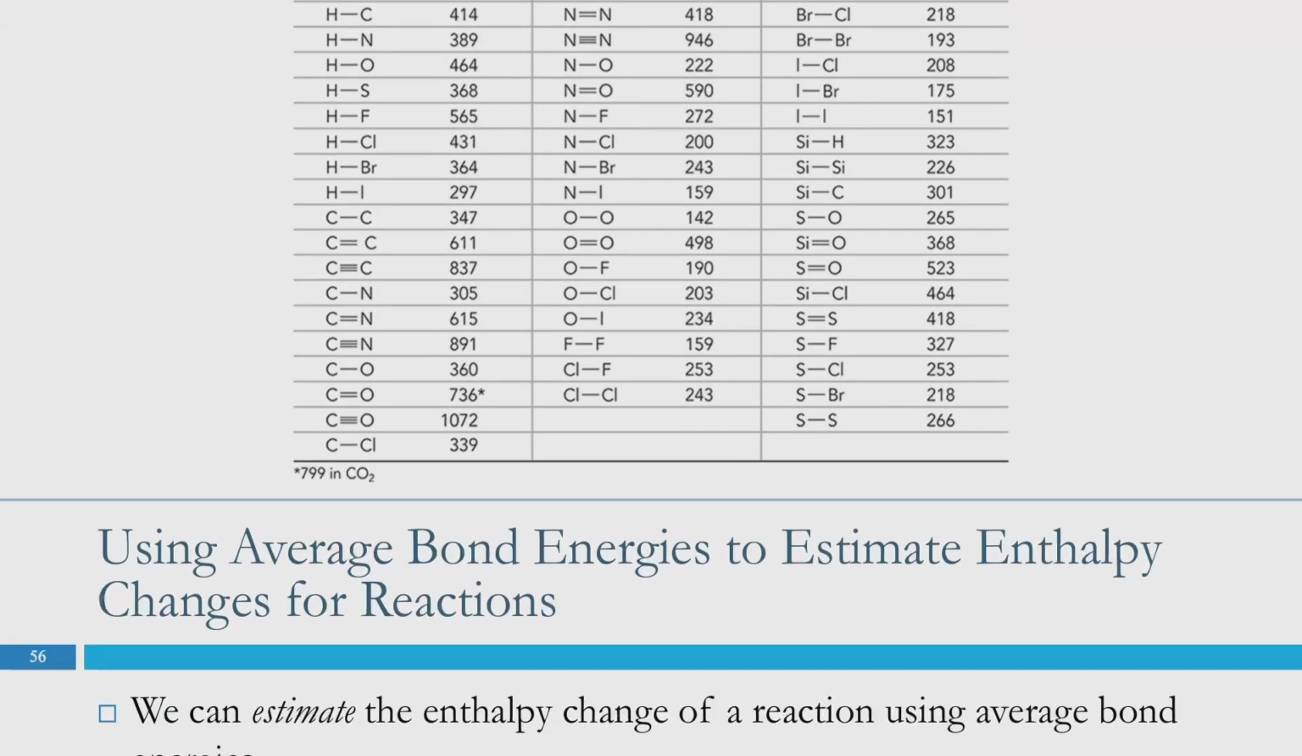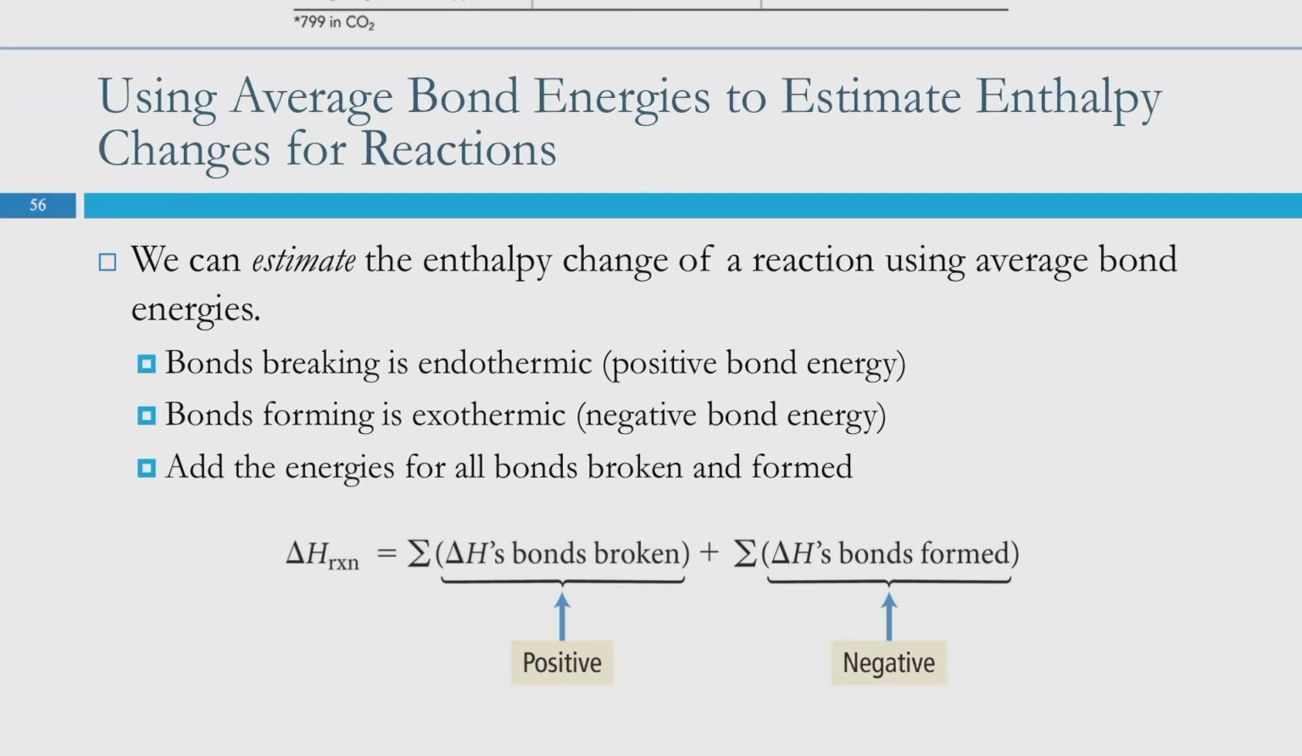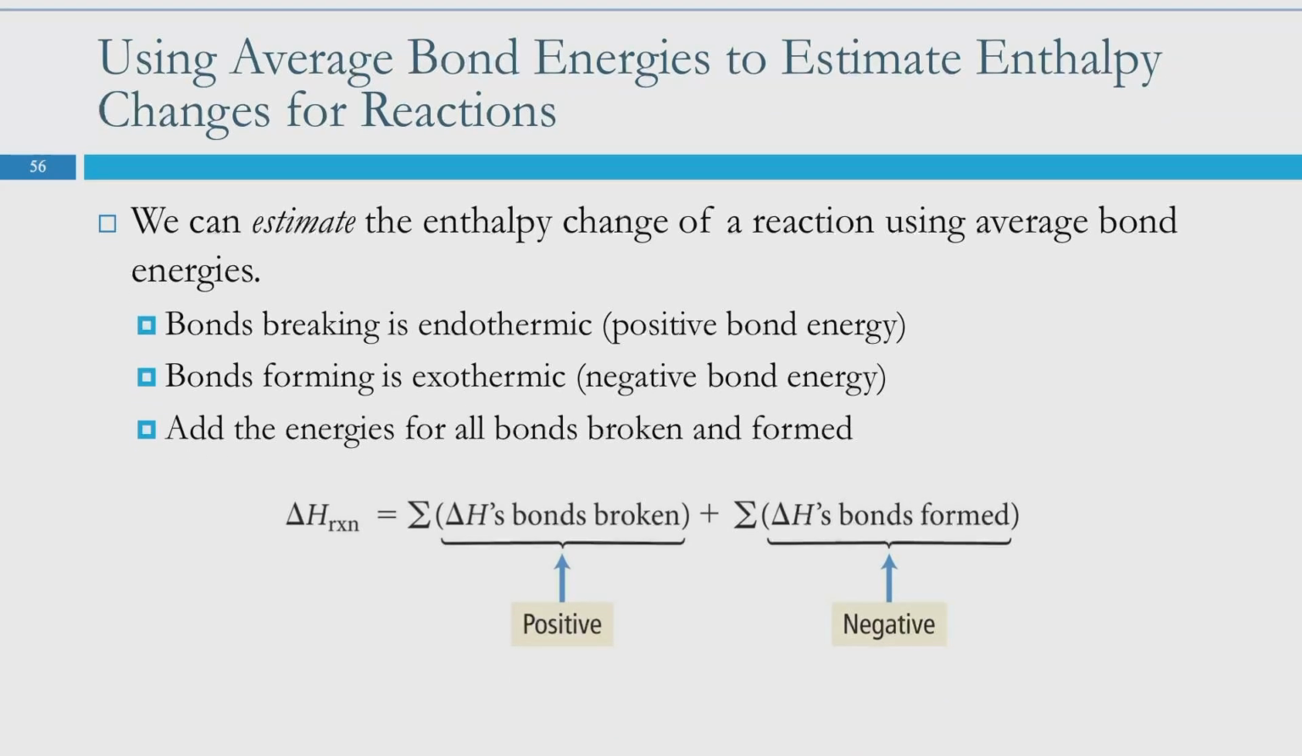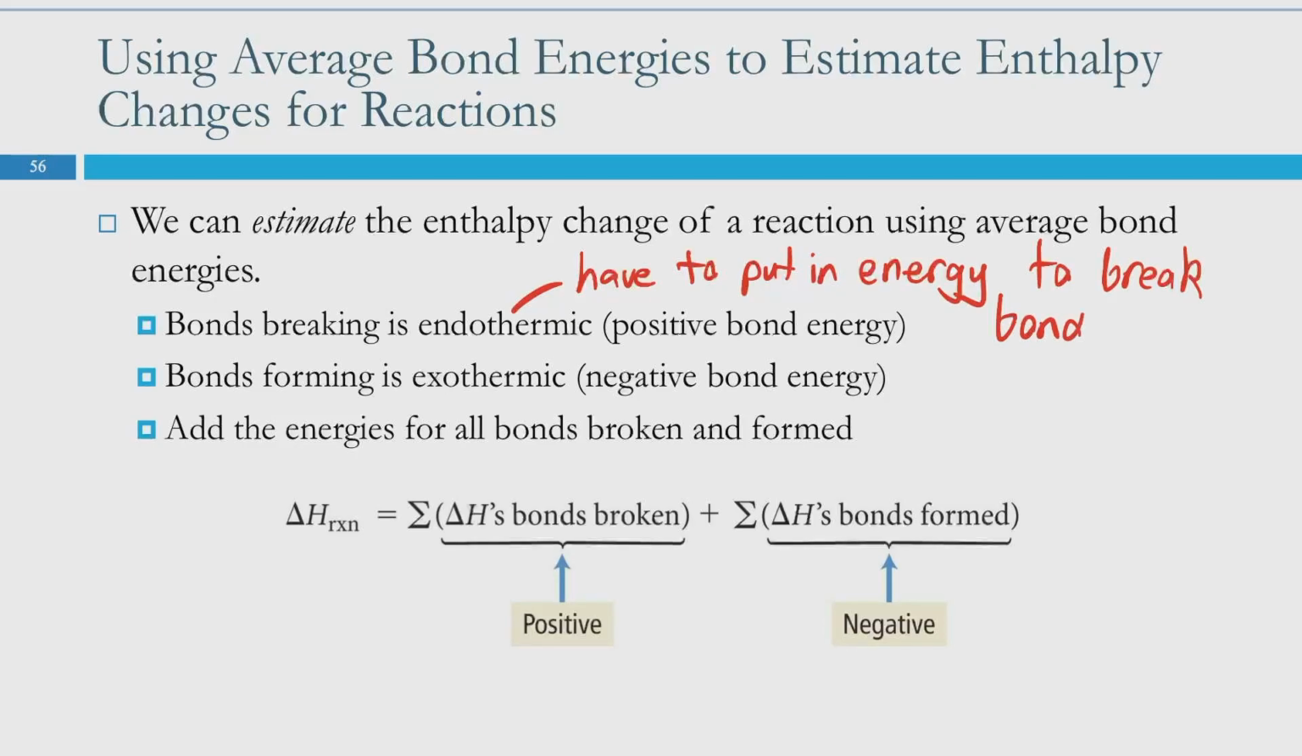And lots of other examples. So we can use average bond energies to estimate our enthalpy changes. Some things that we need to keep in mind is that breaking bonds is endothermic. We have to put in energy to break bonds. And that might seem intuitive. Bonds forming is exothermic. Energy is released.